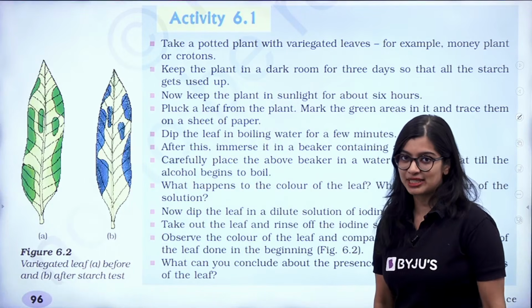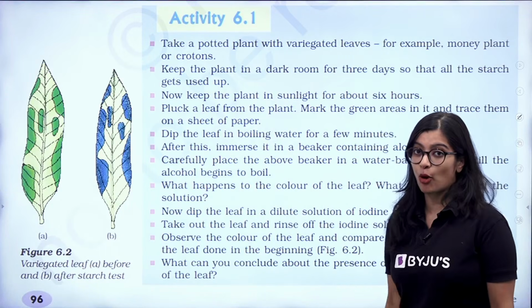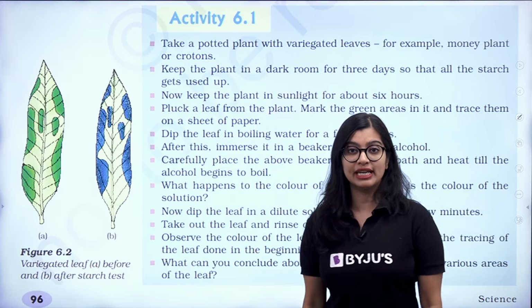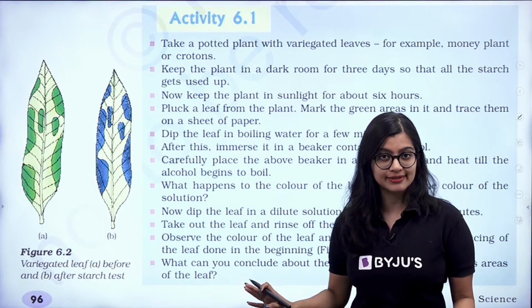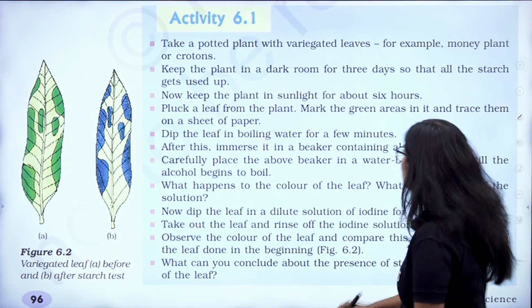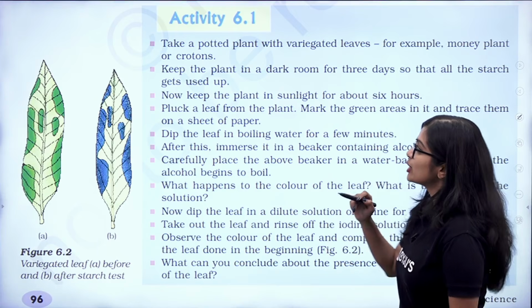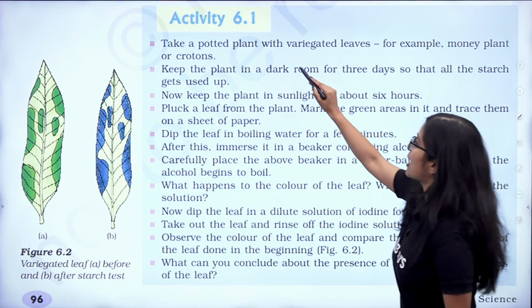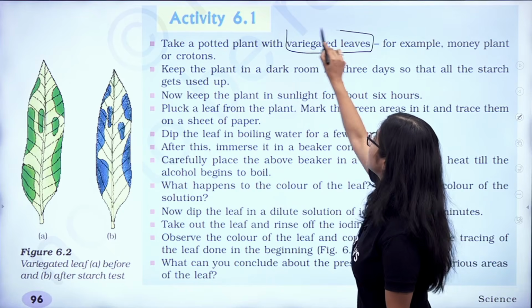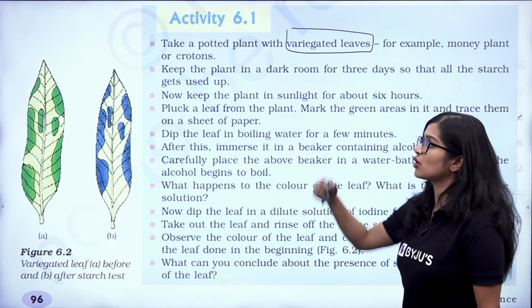So the first activity that we have here is activity 6.1, which is on page number 96. This particular activity is related to the concept of photosynthesis. So let's go through it step by step. They're saying that we have to take a potted plant with variegated leaves, for example, money plant or crotons.